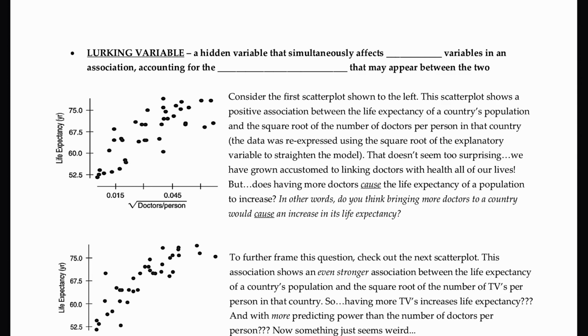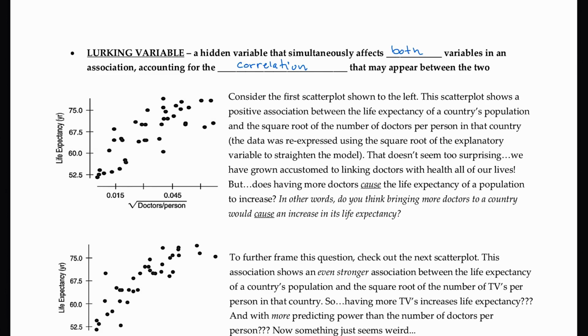All right, here we are on the backside where we're going to talk about lurking variables, which you might have talked about in other classes, so this is a review. Lurking variables are hidden variables that simultaneously affect both variables in an association, accounting for the correlation that may appear between the two. Let's consider this first scatter plot. We're going to compare the square root of doctors per person and life expectancy, which we've re-expressed to make it look a little more linear. We can see there's a positive association between these things.